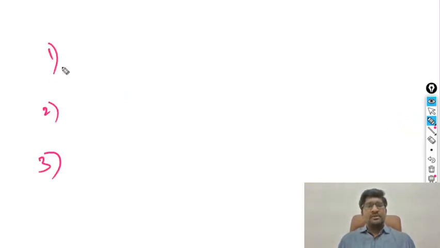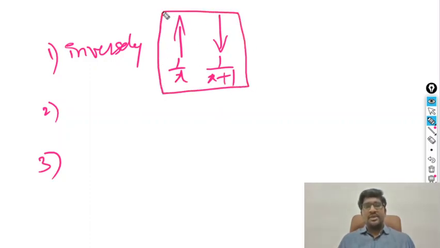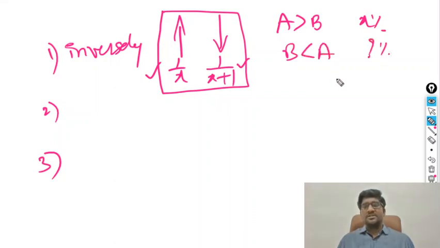One is whenever two variables are inversely related, then increase always should be in the form of 1 by x, and decrease always should be in the form of 1 by x plus 1. If you are given one, you can find the other, or vice versa. Where do we use this? Let's say if A's salary is more than B's by a certain percentage, then B's salary is less than A's by how much percentage, something like that.